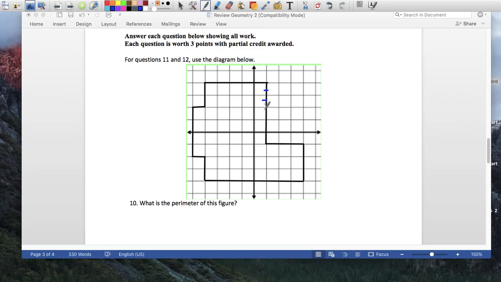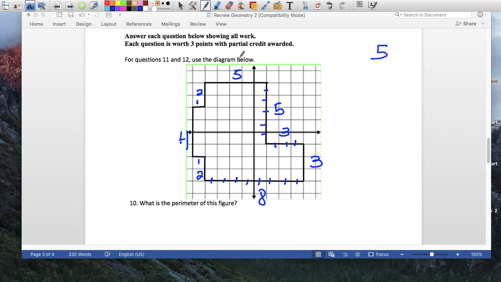So I can count 1, 2, 3, 4, 5. So that's a 5. 1, 2, 3, 4, 5. This is 3. This is also 3. 1, 2, 3, 4, 5, 6, 7, 8. That's an 8. That's a 2. That's a 1. That's a 1, 2, 3, 4. That's definitely a 4. That's a 1 over here. That's a 2 on the side. And 1, 2, 3, 4, 5. And that's a 5. So to find the perimeter, I would have to add all these, the edges here, right?